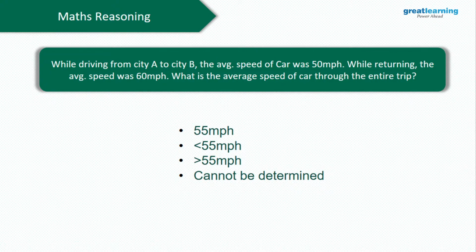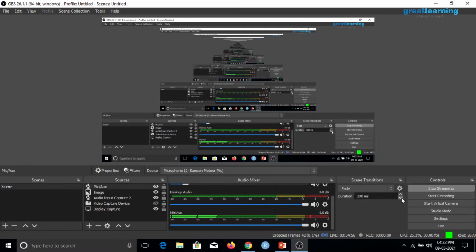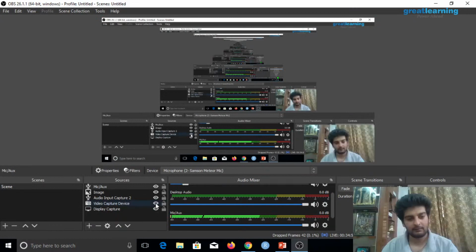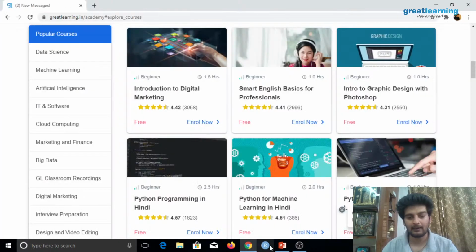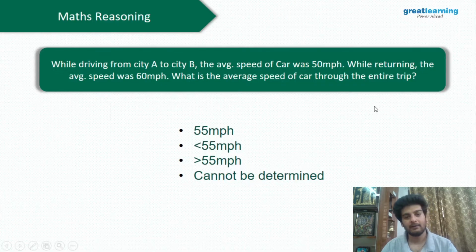Zero Rock says C and D. So that is a very interesting answer. So how can the speed be less than 55 and also greater than 55? Priyanka says cannot be determined. Again, let me get my face back up over here. Right. Now, all of you who said 55, why do you think it's 55?